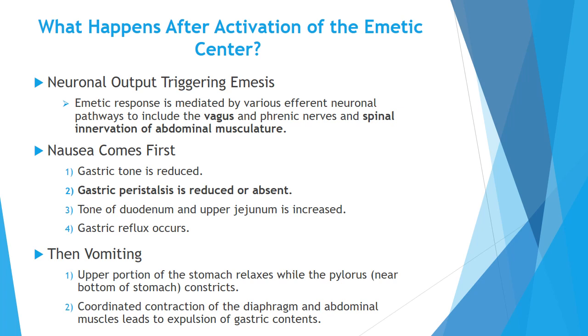The actual vomiting is that the upper portion of the stomach relaxes. That would be, for instance, the fundus and the esophageal sphincter would relax, while the pylorus, which is in the bottom of the stomach, will constrict. And then you have coordinated contraction of the diaphragm and abdominal musculature that leads to expulsion of gastric contents. So it's like reverse peristalsis. You're squeezing everything to move it in the reverse direction, obviously, of normal.